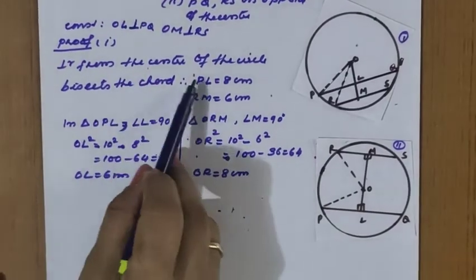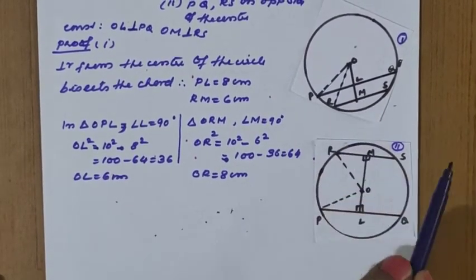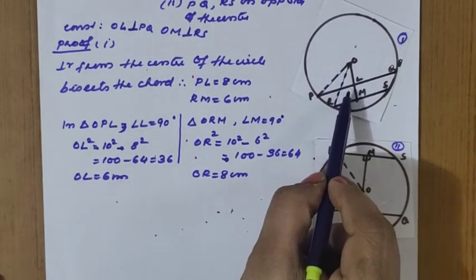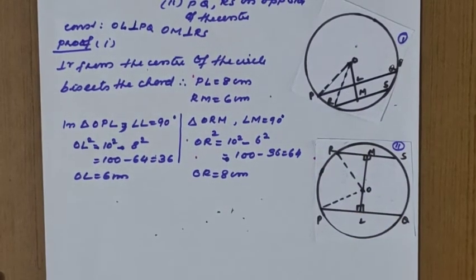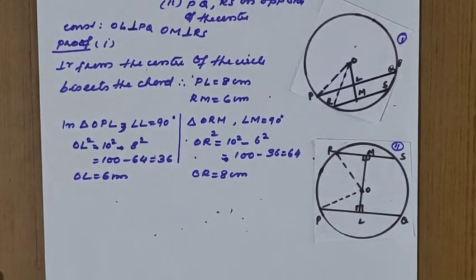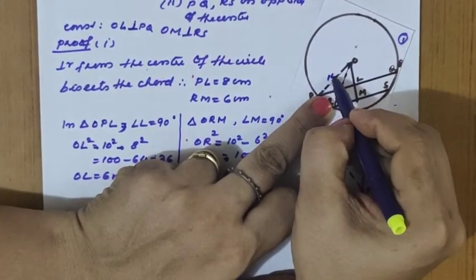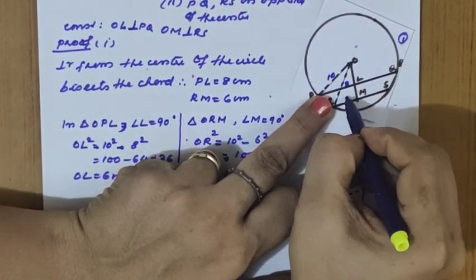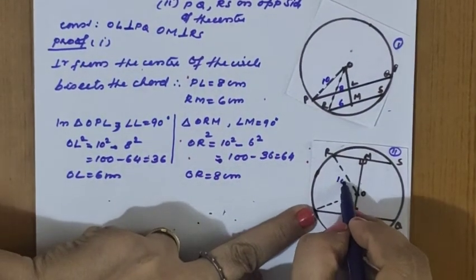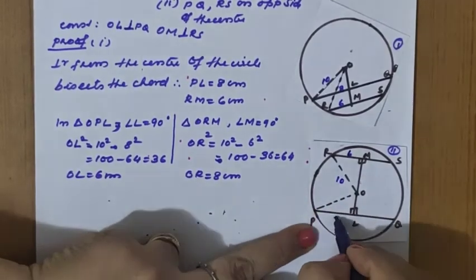So the first step, perpendicular from the center of the circle bisects the chord. So we are calculating PL and RM. PQ equal to 16, so PL equal to 8. RS equal to 12 and RM equal to 6. Now the radius is 10. So I'll write here 10 cm and here it is 8. Similarly here 6. The diagram, everything is same. The radius is 10 and RM equal to 6 and PL equal to 8.